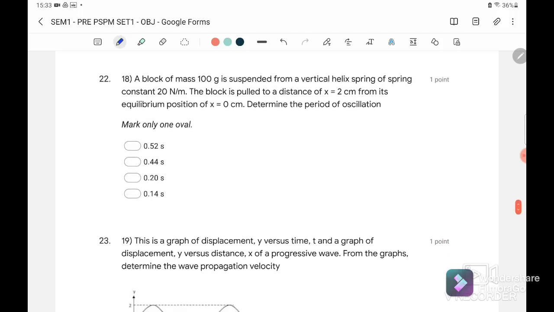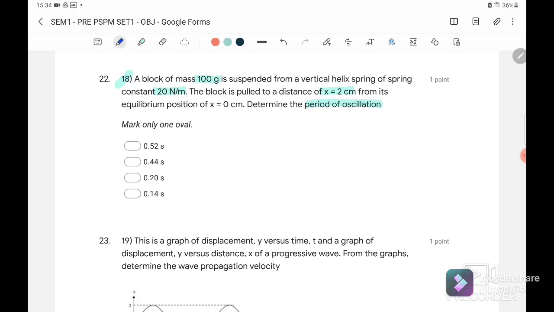Okay, question number 18. A block of mass 100 gram is suspended from a vertical helical spring of spring constant k, 20 Newton per meter. The block is pulled at a distance of 2 cm from its equilibrium position of x equals 0. Determine the period of the oscillation.